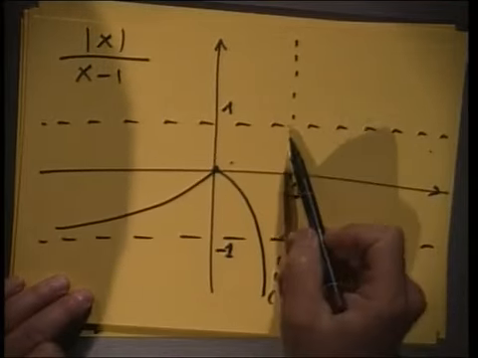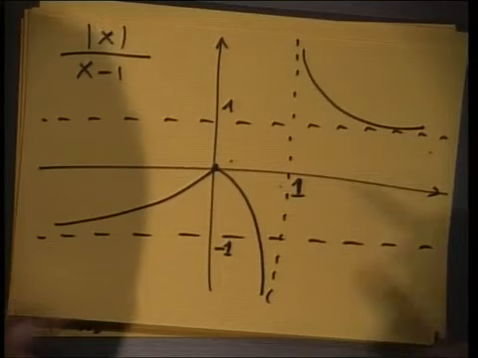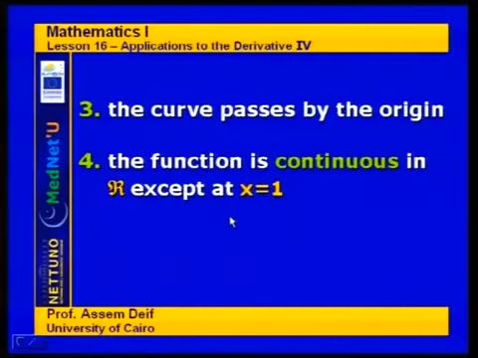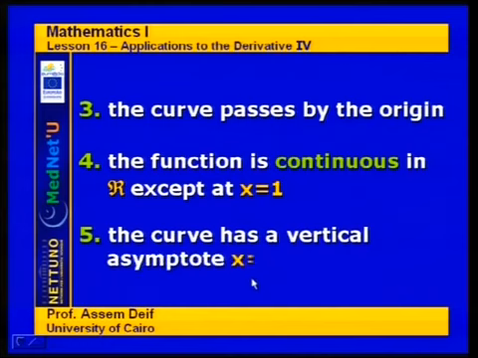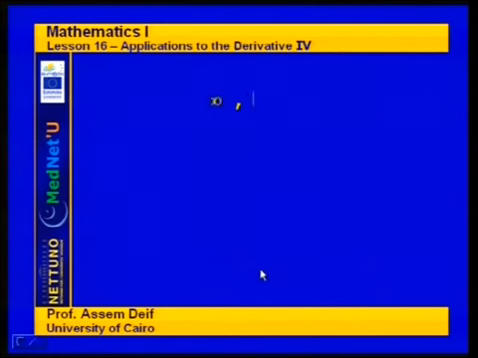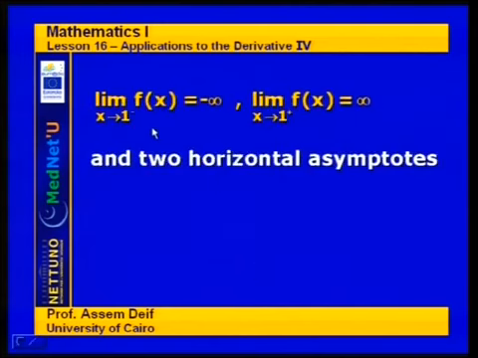What else? This is the vertical asymptote, so it must be like this. Is it in fact like this? We're going to see. So the function is not continuous at x equal to 1. The curve has a vertical asymptote, x is equal to 1. This we know. And two horizontal asymptotes, yes, when x tends to 1 from the left.